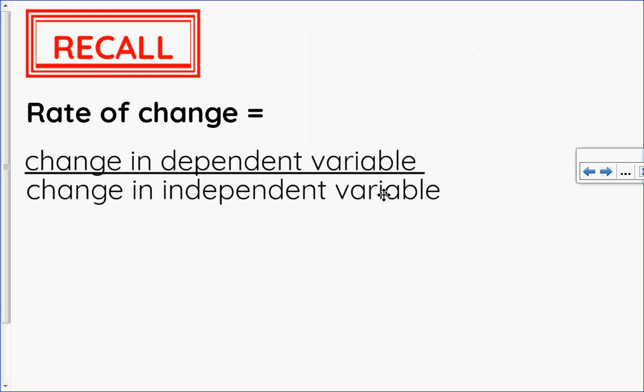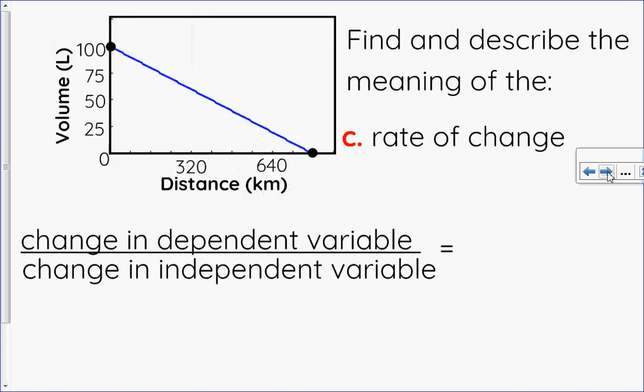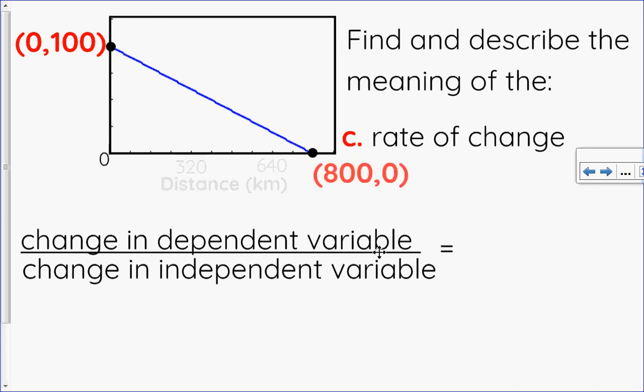Let's review again rate of change. We talked about this in a previous video. Rate of change is the change in the dependent variable, that's y, over a change in the independent variable, that's x. So let's go back to this example and find and interpret the meaning of the rate of change. Again, let's look at our beginning value and our end value. We begin the graph at the point (0, 100), the y-intercept. We end the graph at (800, 0), which is the x-intercept.